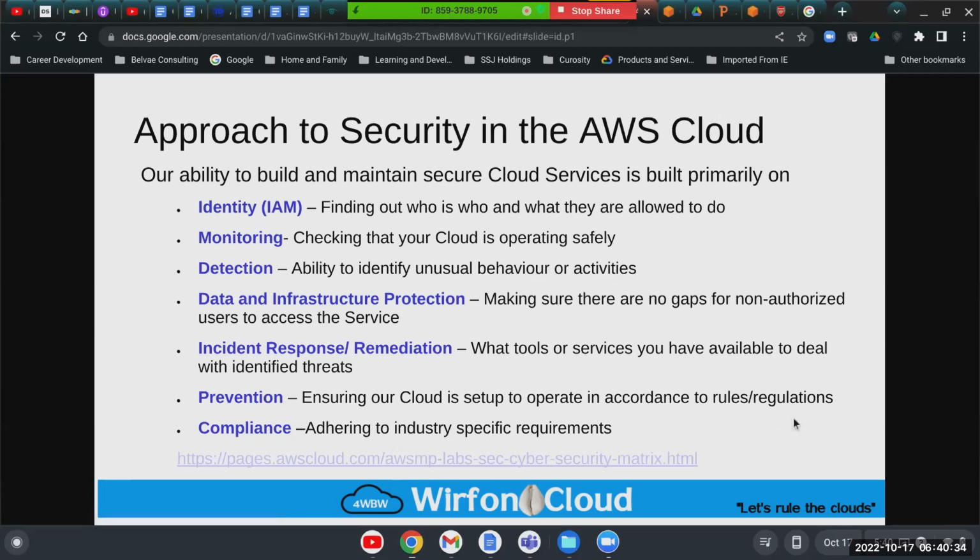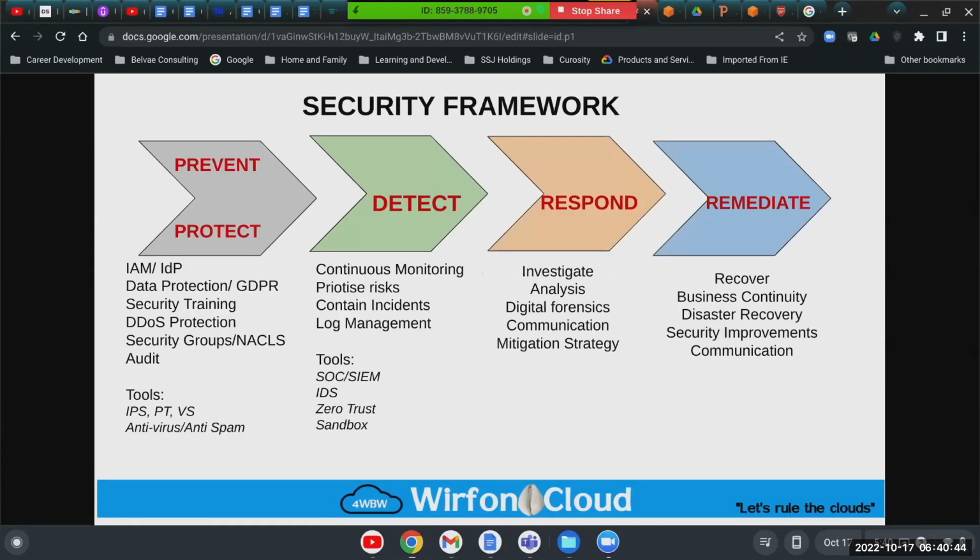But I'd also like to share with you what this actually means, in a way that can help you to understand security. And that comes with this. So this is a security framework.